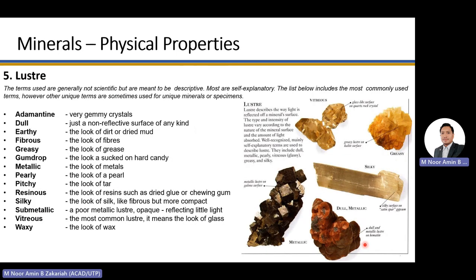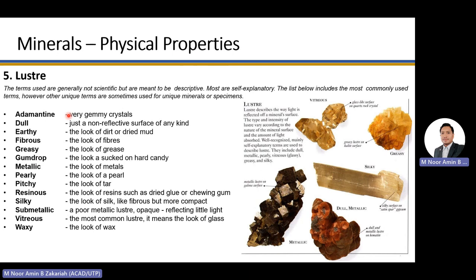So the fifth one is luster. Yes, the correct one. Luster. The terms used are generally not scientific. Luster is a physical property of minerals that describes how they reflect light. It is often used to help identify minerals, as different minerals have characteristic luster. The most common terms used to describe luster are listed here, but I will only explain a few luster terms that are commonly used to describe the physical properties.